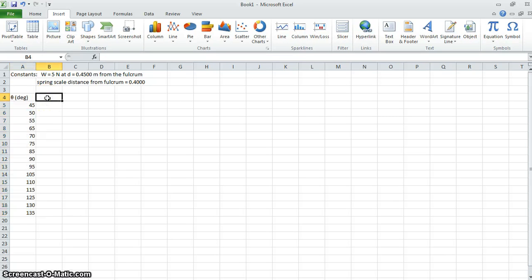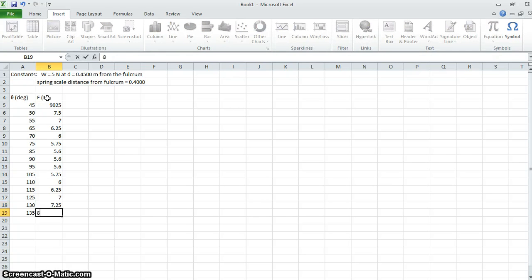And the forces that I had from the spring scale were 9.25, 7.5, 7, 6.25, 6, 5.75, 5.6, 5.6, I couldn't see any difference, 5.6, 5.75, 6, 6.25, 7, 7.25, and 8.5.